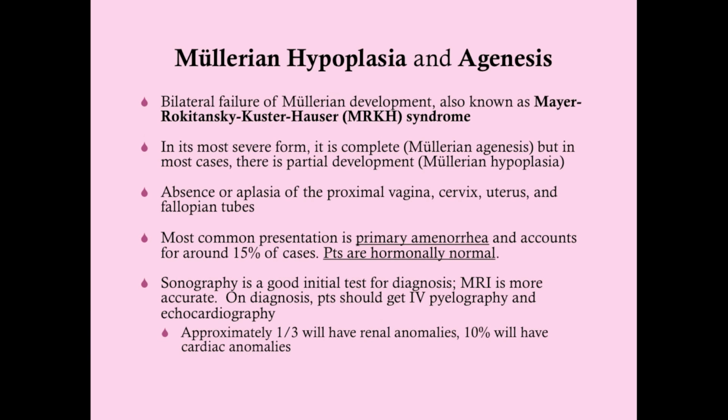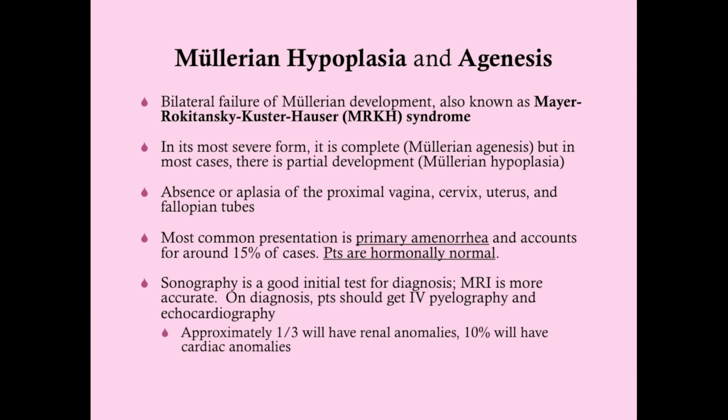So the most common presentation for MRKH syndrome or Müllerian hypoplasia / agenesis is primary amenorrhea. Why is that? They have no uterus. If they have no uterus, they have no endometrium. If they have no endometrium, it doesn't matter that they're hormonally normal, they're not going to have menstruation. You need endometrium to have menstruation. So they will have primary amenorrhea. They will never get their period.